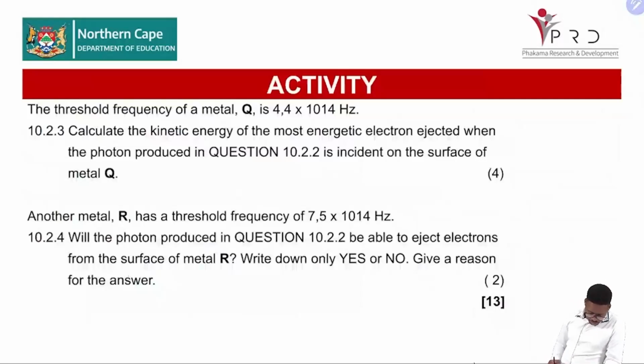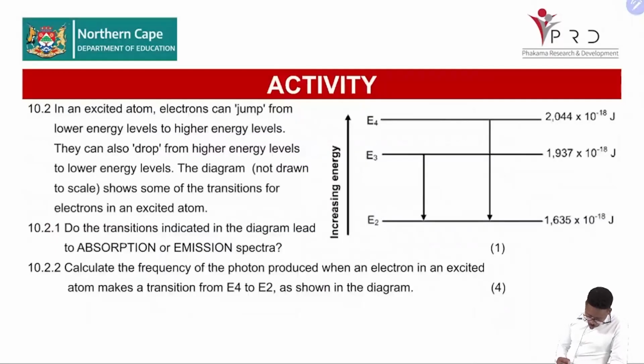10.2. In an excited atom, electrons can jump from a lower energy level to a higher energy level, and they can drop from a higher energy level to a lower energy level. So the diagram shows some of the transitions of electrons in an excited atom. When you look at this diagram, does it indicate absorption or emission spectrum? It indicates emission spectrum. Why emission? Because the atom moves from a higher energy level to a lower energy level.